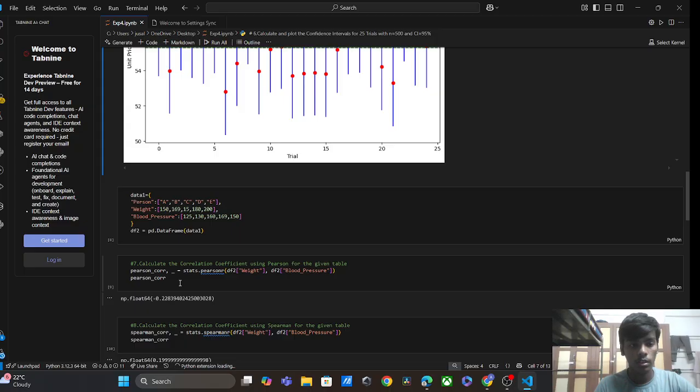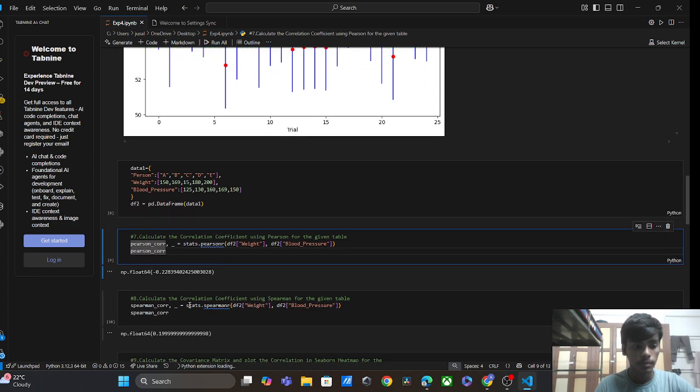This is our seventh question. In the seventh question, we calculate the Pearson correlation coefficient between weight and blood pressure. Pearson measures linear relationship. If it is close to +1 or -1, the relationship is strong.